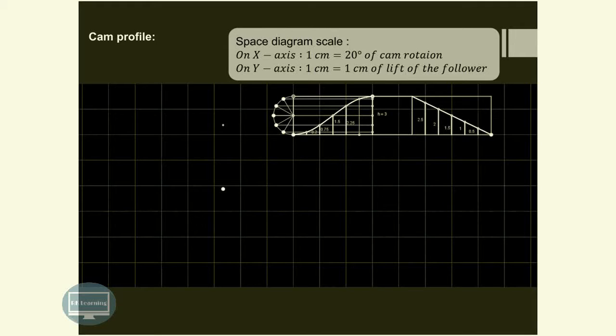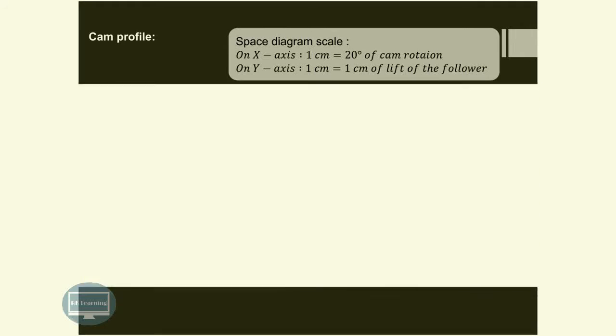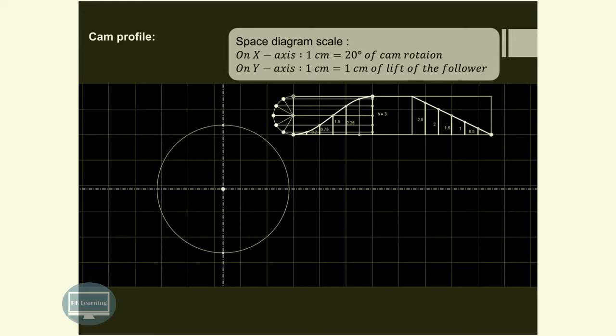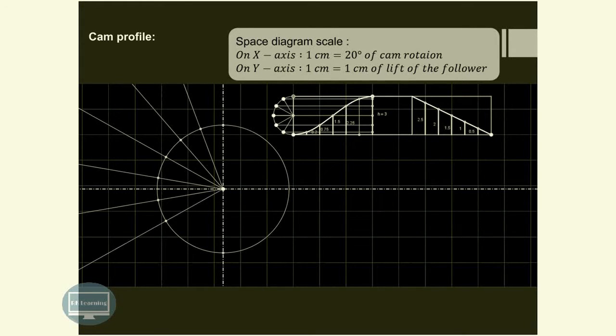Now let us see how to draw this particular cam profile. We know that the least radius of the cam is 5 cm, so we have drawn this circle of 5 cm. Then the outstroke is 120 degrees. Divide this circle into 6 equal parts as shown over here.